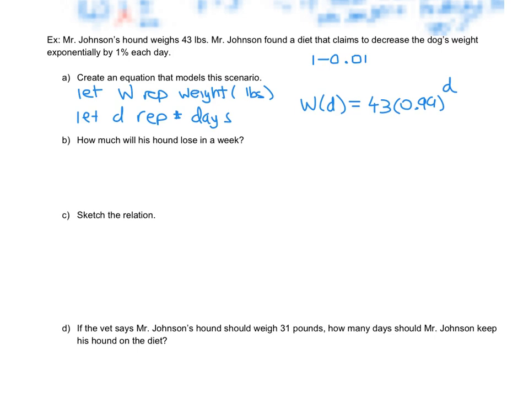So now, how much will his hound lose in a week? So for a week, we're talking about 7 days. So we can just put 7 in for D.